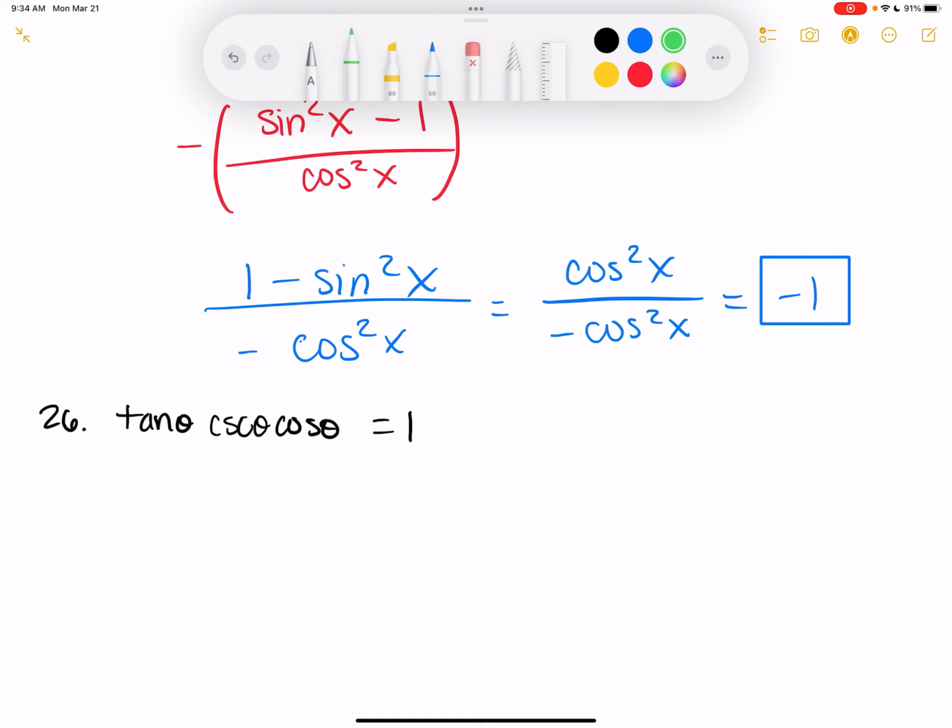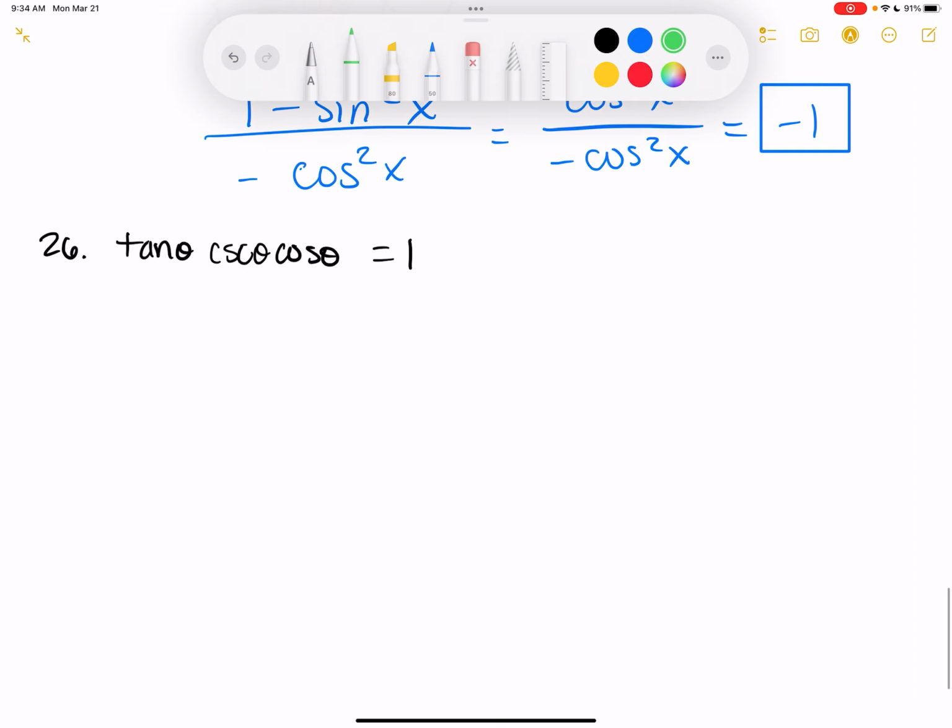Now, this says to verify. I want to make something very clear. Do not touch the right side. You are making the left side look like the right side. If you've done the problem correctly, the left side will match the right side. Do not move things over. Don't be like, oh, I'm going to divide by tangent. Don't do that. Automatically wrong if you do that. So what I do is I literally just draw an arrow to show that that's coming all the way down with me. And then I'm going to manipulate the left side.